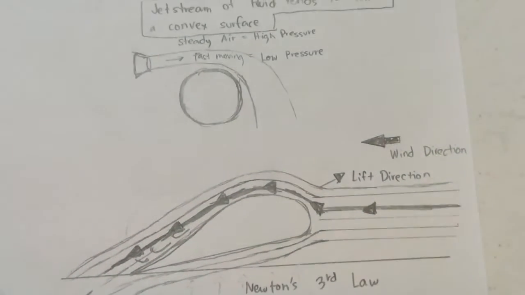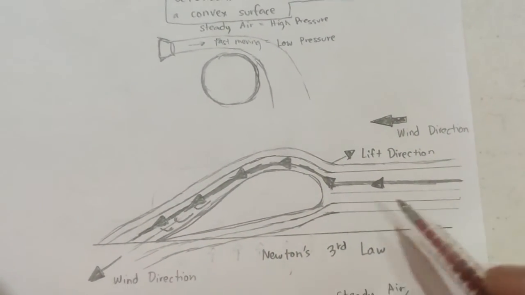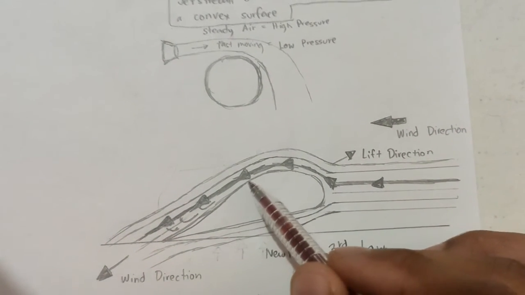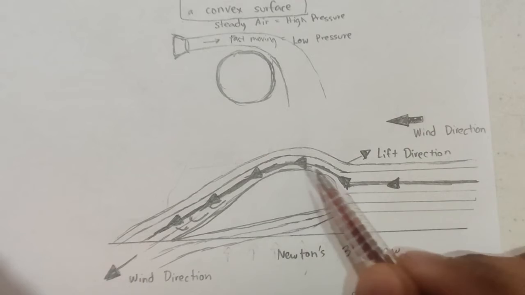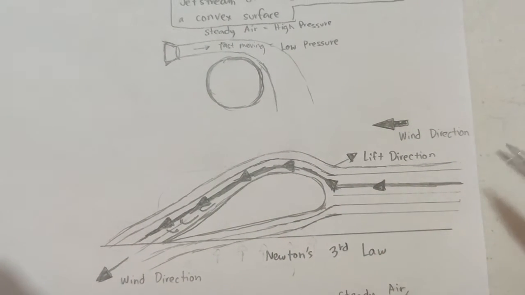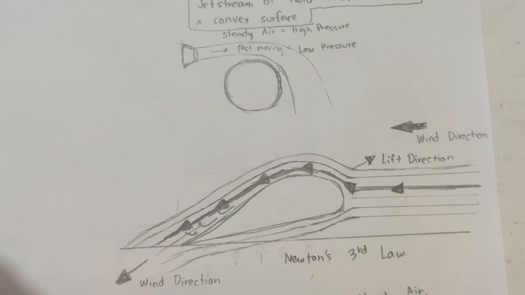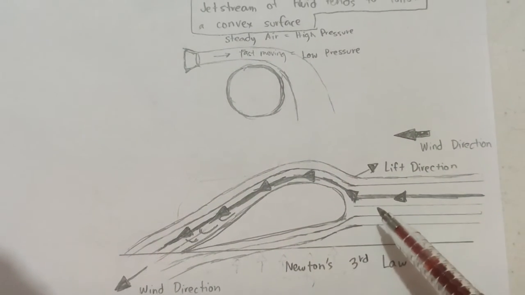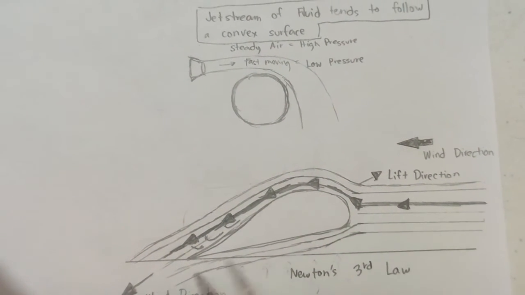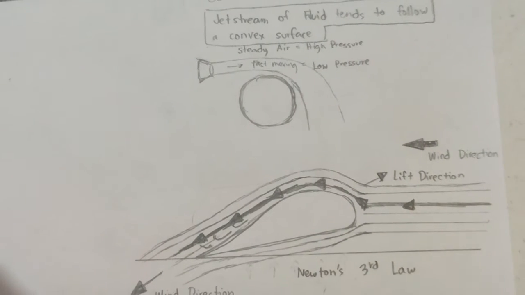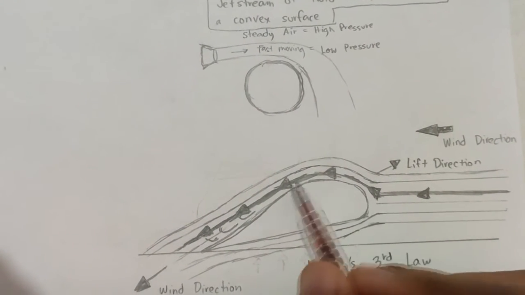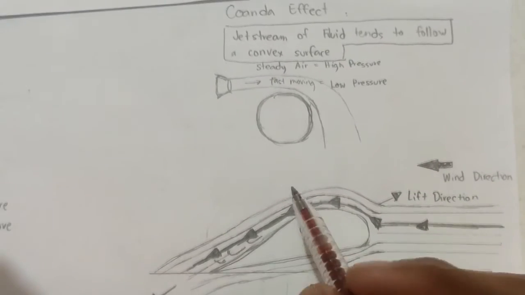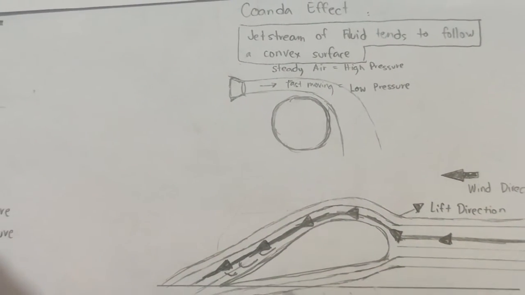Now, in connection to the airfoil, as we can see, this is the part that is convex, the upper part, the curved part. As the wind passes through the airfoil, it splits in two. The one goes down and the other one goes up. Now as we can see, the air tends to follow the shape of the airfoil. It is because of the steady air around it.